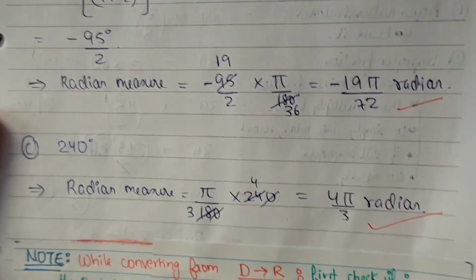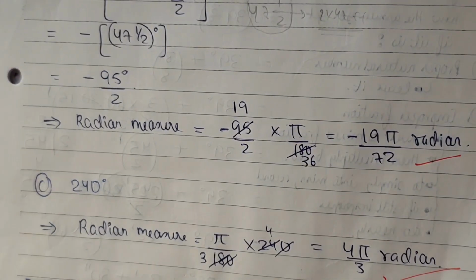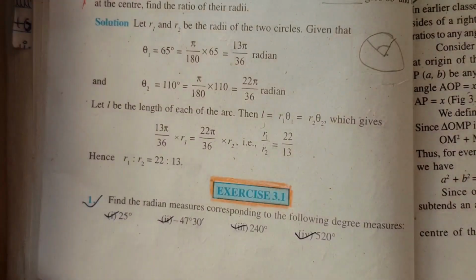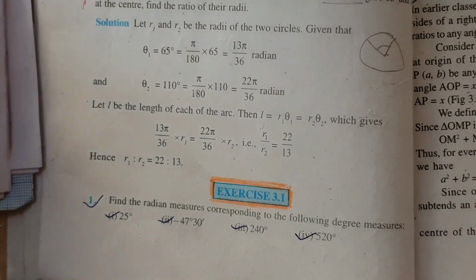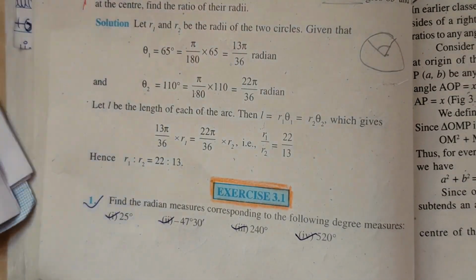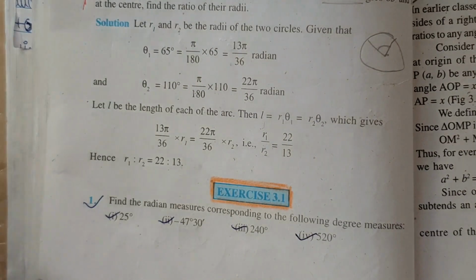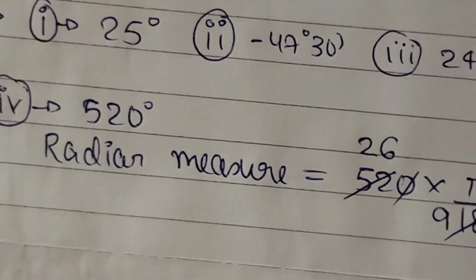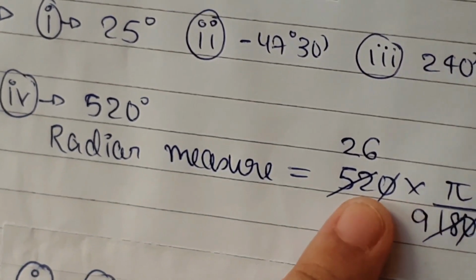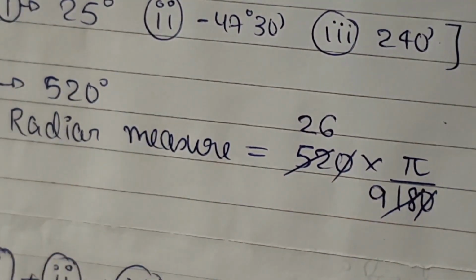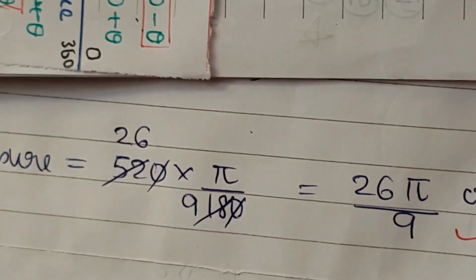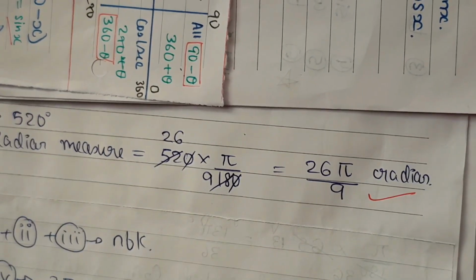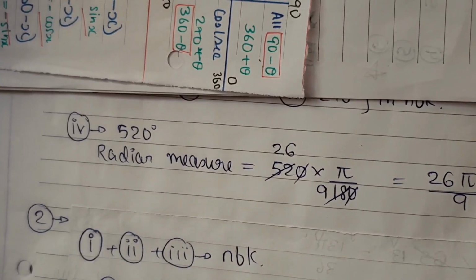240 is also very simple, just use the formula and get the answer. Next we have 520, which is also very simple. The same way you did 240, you multiply by pi by 180 using the formula, and you get a very simple answer. As you can see for this one, the radian measure is converted, and you can give a proper answer for this also. Okay, there you go. Moving on.